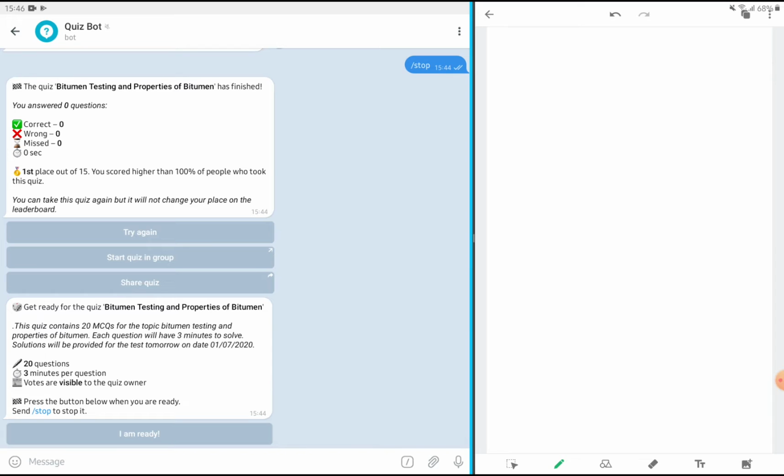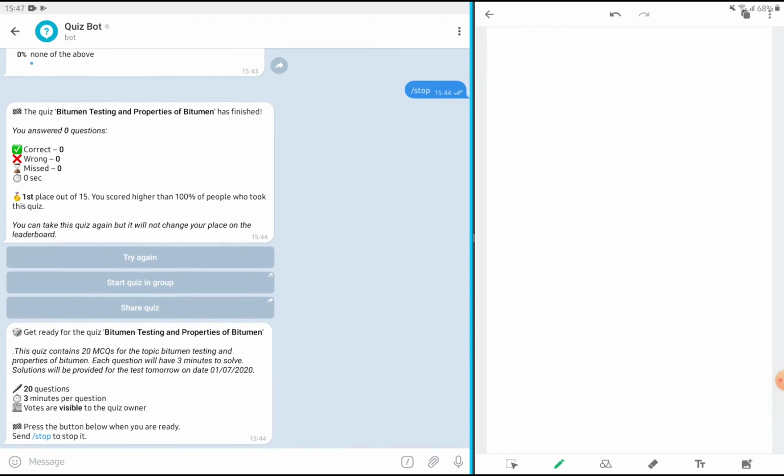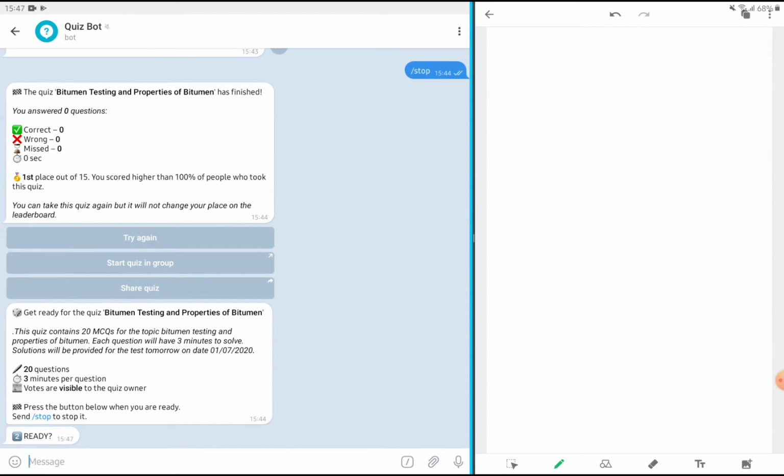What we will be doing here is, I will be parallelly solving the quiz in Telegram, and on the right panel of this video, we will be drawing diagrams, or going into details of how the option is correct or how the option is incorrect. Simultaneously we will do both things. So without wasting any time, let's start the quiz. Get ready for the quiz. Bitumen testing and properties of bitumen, 20 MCQs, 3 minutes each. Okay, I am ready. 3, 2, 1, go.